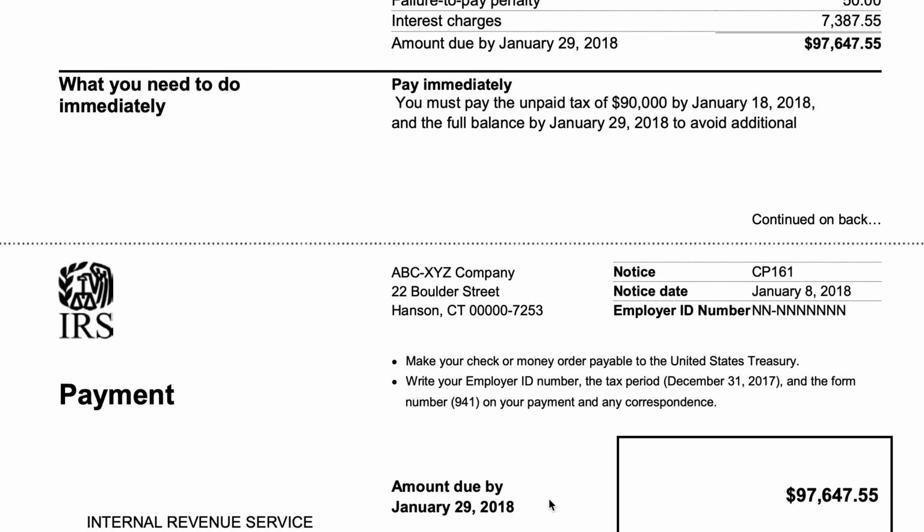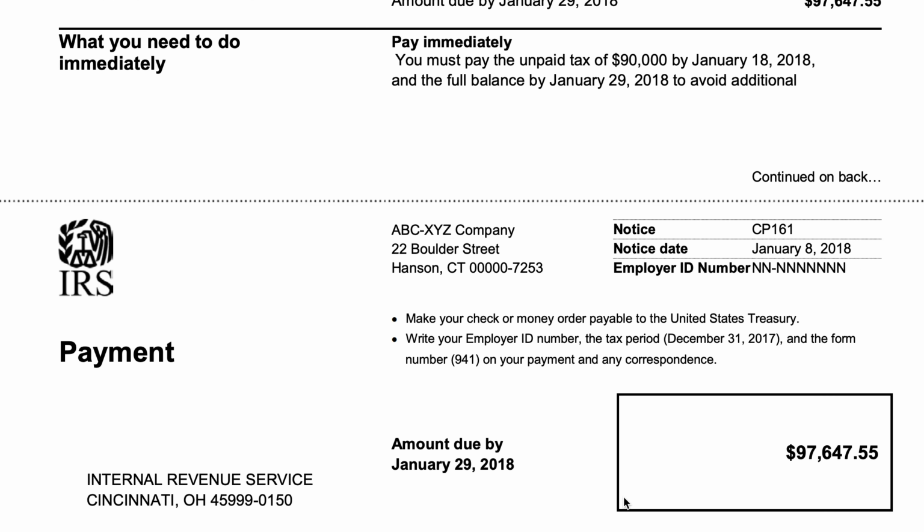At the bottom is a payment voucher, so you can use this if you're going to make out a check or a money order to the United States Treasury. If you do that, write your employer ID number, the tax period, and the form number. In this case, it's a quarterly return, IRS Form 941. Make sure that you write the tax period, so that would be December 31st, 2017, in this case, not just 2017.